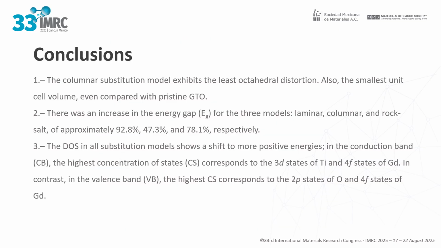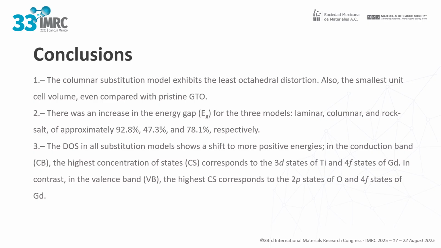From these results, we can highlight three main conclusions. The first one: the columnar model has the smallest octahedral distortion and the smallest unit cell volume, even smaller than the pristine GTO. The second one: the bandgap increased significantly, about 92.8% for lamellar, 47.3% for columnar, and 78.1% for rock salt.